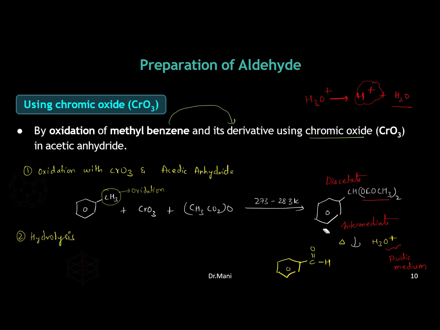I'm quickly repeating: whatever methyl group is there will be oxidized with the help of chromic oxide in acetic anhydride at 273 kelvins, and that will be converted into the diacetate intermediate, followed by hydrolysis in acidic medium, which will give the aldehyde. This is called aldehyde preparation using chromic oxide. Understood?